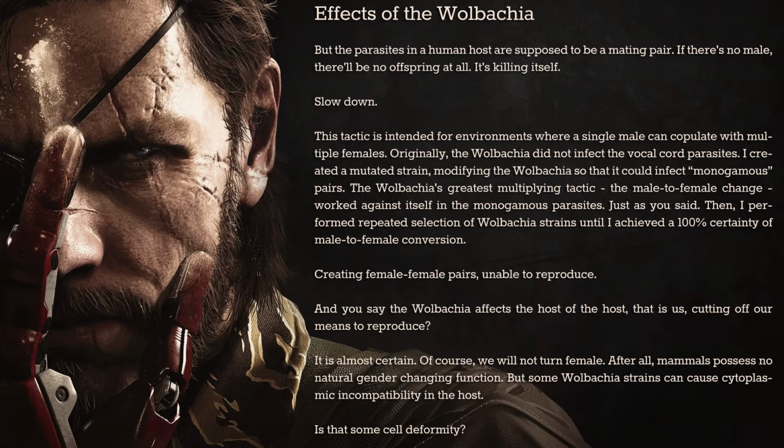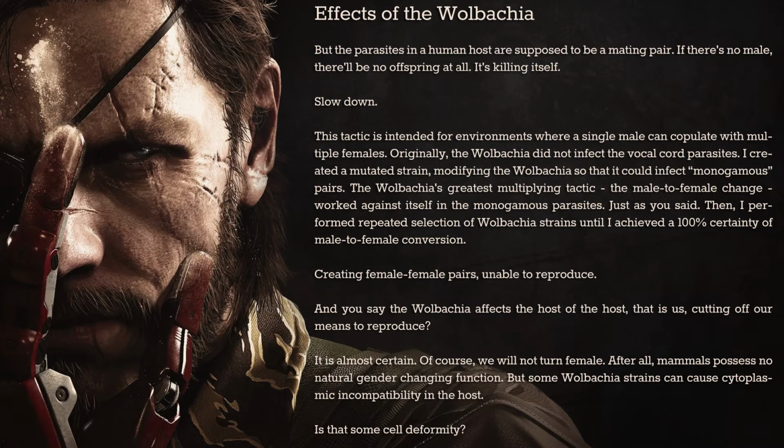Just as you said. Then I performed repeated selection of Wolbachia strains until I achieved 100% certainty of male-to-female conversion. Creating female-female pairs, unable to reproduce. And you say the Wolbachia affects the host of the host, that is, us, cutting off our means to reproduce? It is almost certain. Of course, we will not turn female. After all, mammals possess no natural gender-changing function. But some Wolbachia strains can cause cytoplasmic incompatibility in the host.